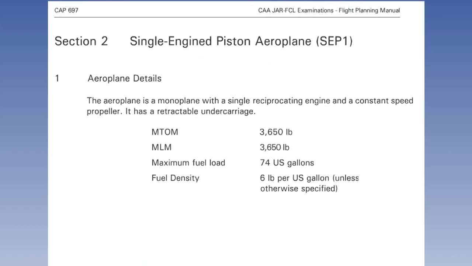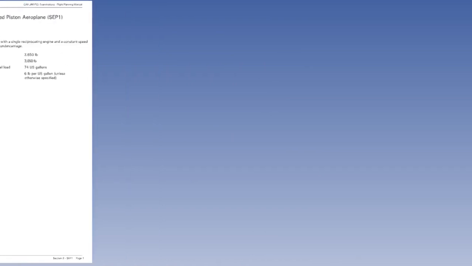As shown here, page 1 of Section 2 shows that the example single-engine piston aeroplane is a monoplane with a single reciprocating engine, constant speed propeller and retractable undercarriage. The aircraft shown here, as a matter of interest, is a Beechcraft Bonanza.